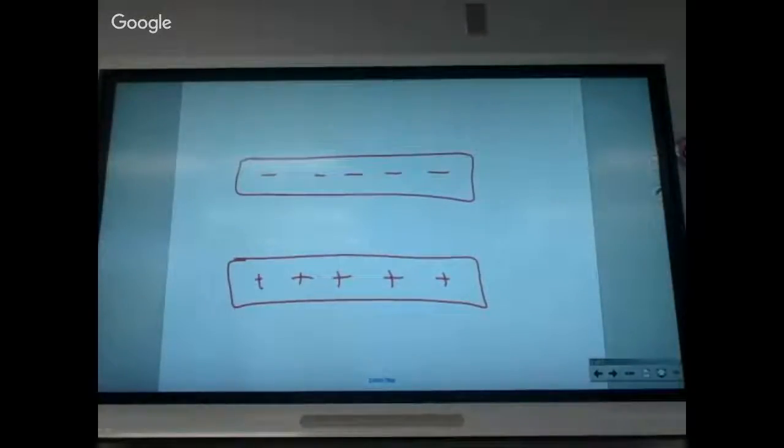What happens when you have two negatives? They repel each other. They move away from one another. Two positives will also repel each other, right? All right, so thinking about that, what do we know about an alpha particle? It's what charge? I heard it out there. It's positive. Beta particle is negative. And a gamma particle is what? It doesn't have a charge.